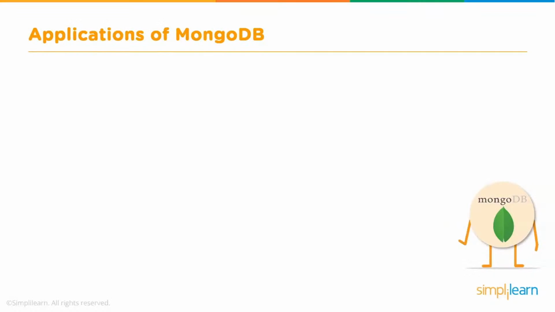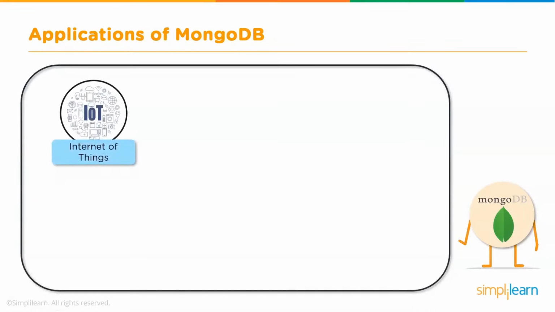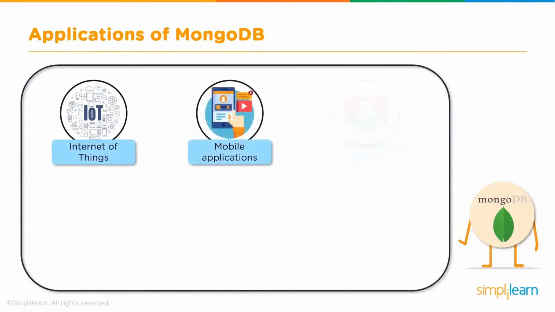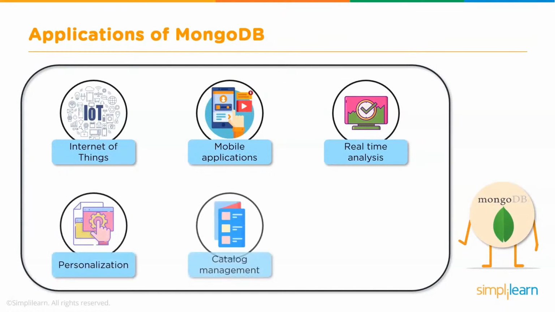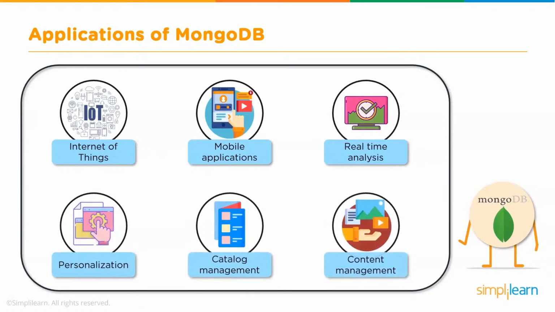Several areas of technologies use MongoDB as their DBMS currently. Some of them are Internet of Things, mobile applications, real-time analysis, personalization, catalog management, and content management.